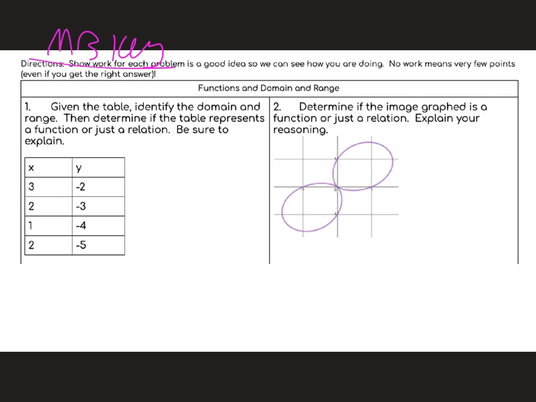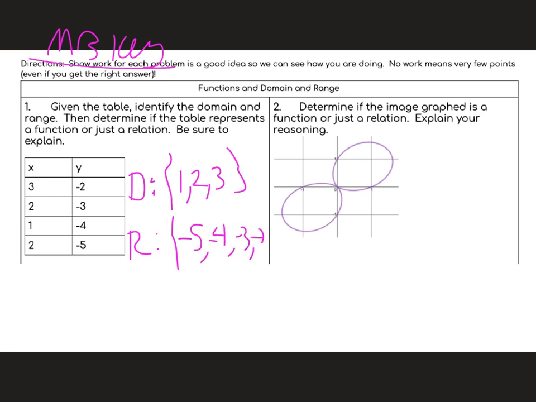Alright, so we've got to show work. Given a table, identify the domain and range. The domain is the set of x values, so you could say the domain is 1, 2, and 3. I'm putting them in order. And the range, you don't have to put in order, but I am: -5, -4, -3, -2. Notice that the range comes from here, and the domain comes from here. That is useful. Determine if we have a function or just a relation.